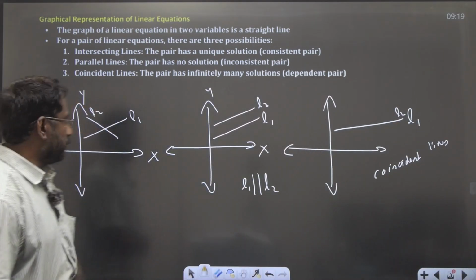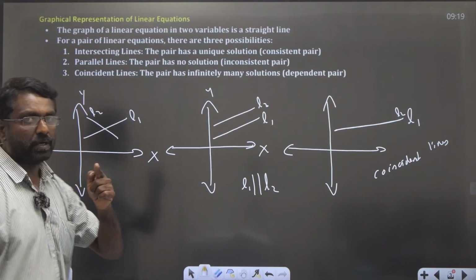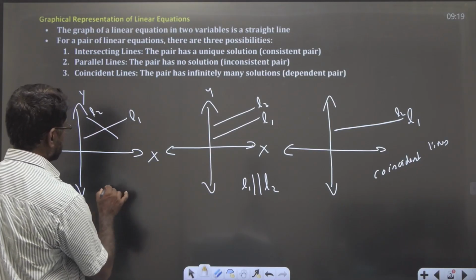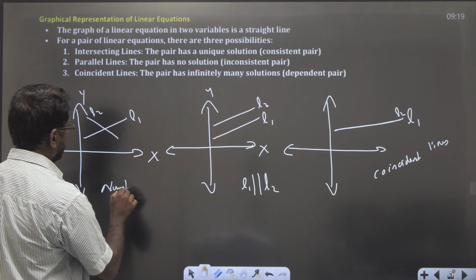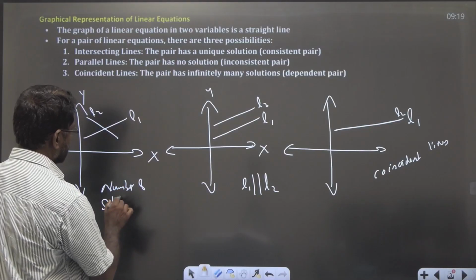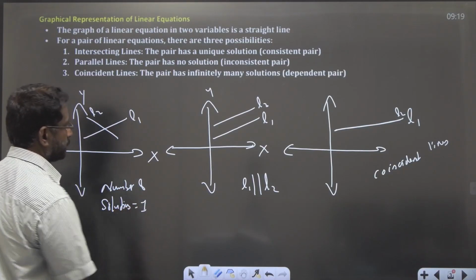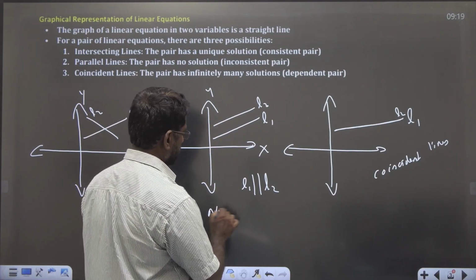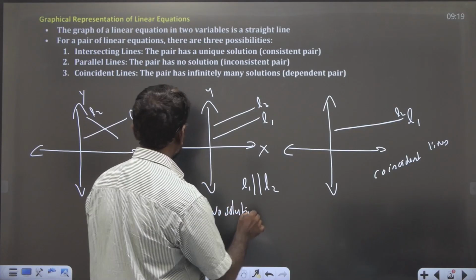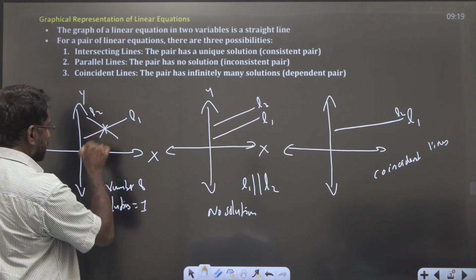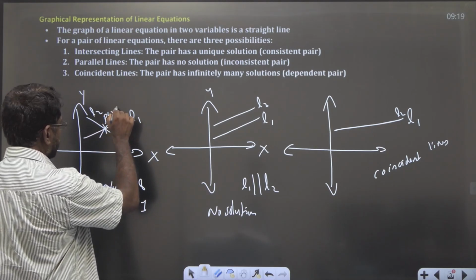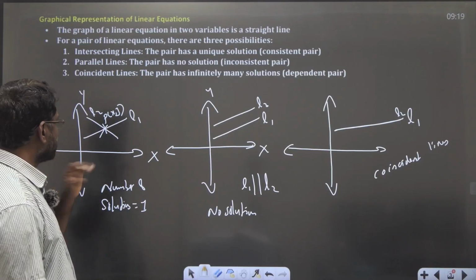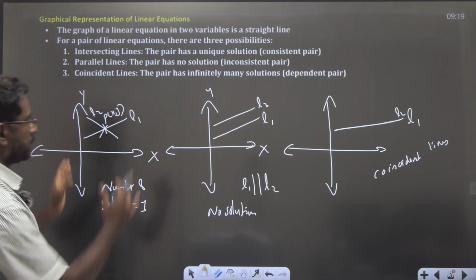If the graph intersects only at one point, here the number of solutions is equal to 1. If they are parallel, there exists no solution. This intersection point P of x, y is the solution of L1 and L2. We will discuss it later. This is the theory part of this area.